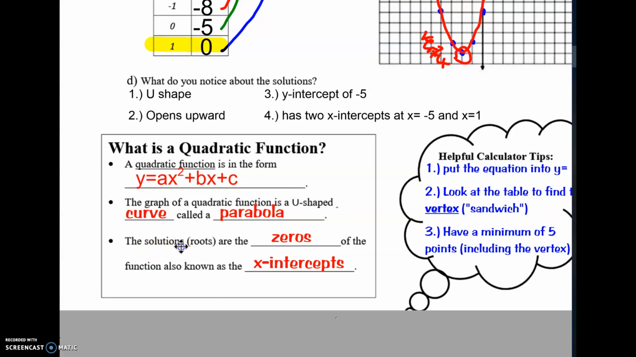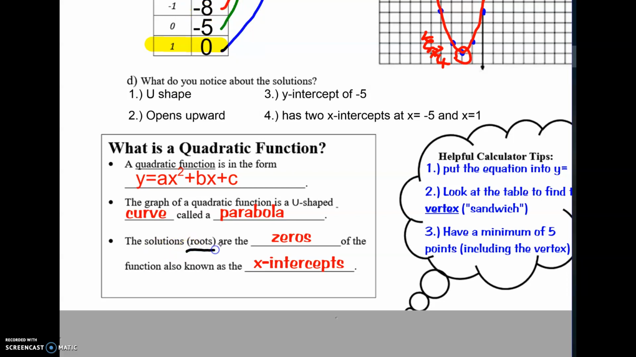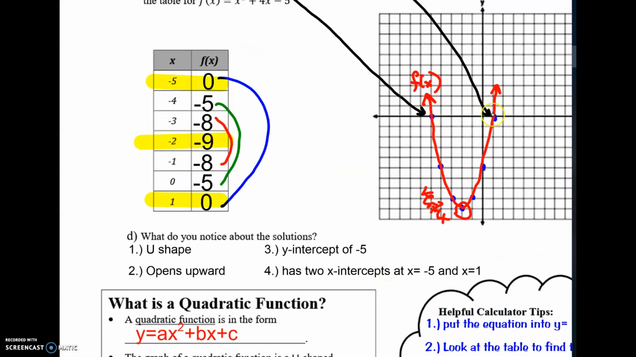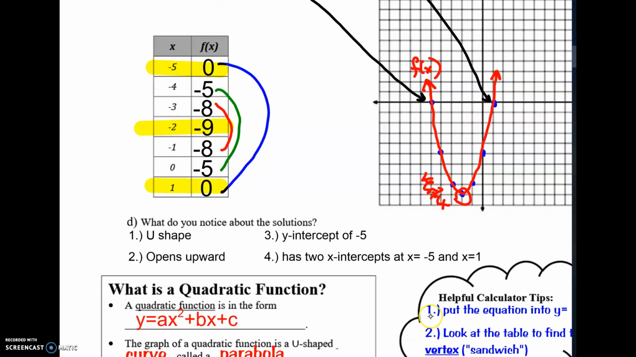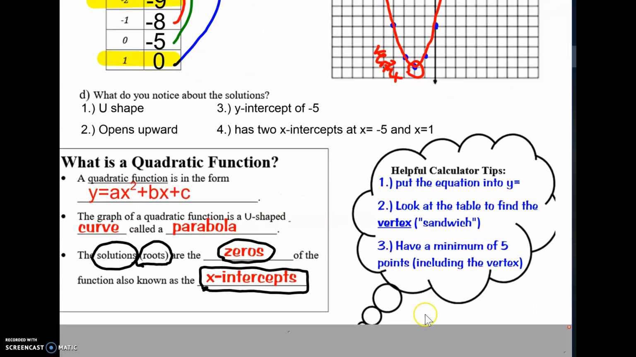The solutions that we find on our graph or from solving end up being called, there's a couple names for them. They're called the zeros, they're called the roots, and mathematically, they are where we cross the x-axis, so they're called the x-intercepts. All three of these names, or actually I guess 4, because sometimes you'll hear solutions as well. All 4 of these names are used interchangeably to talk about the place where your graph is going to cross the x-axis.